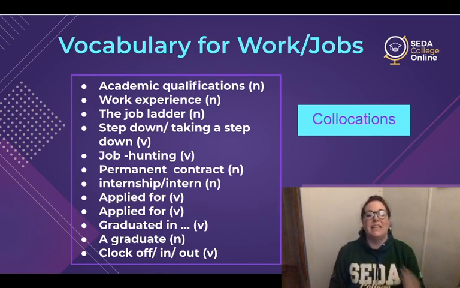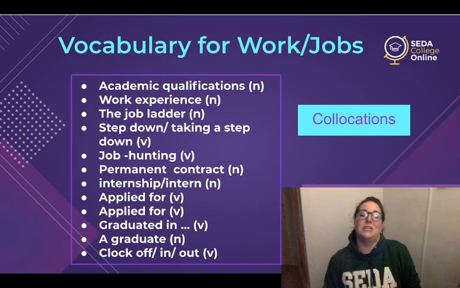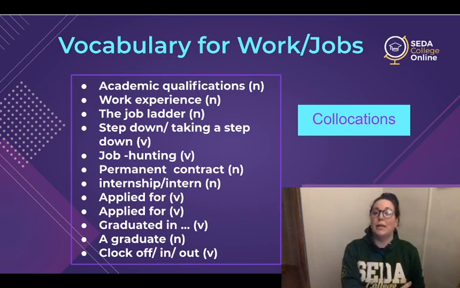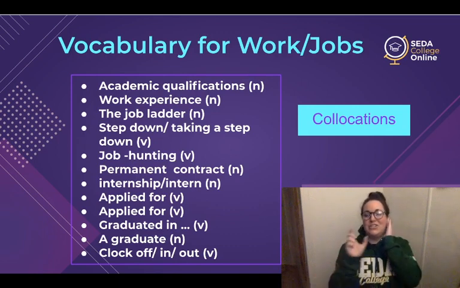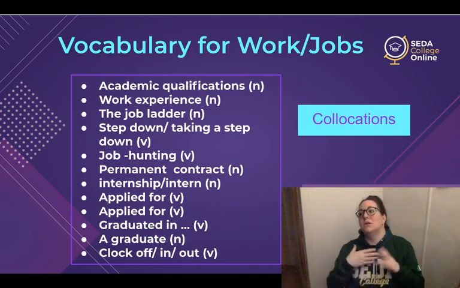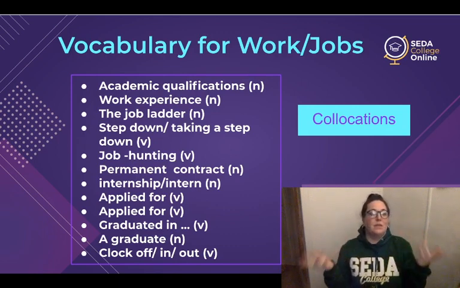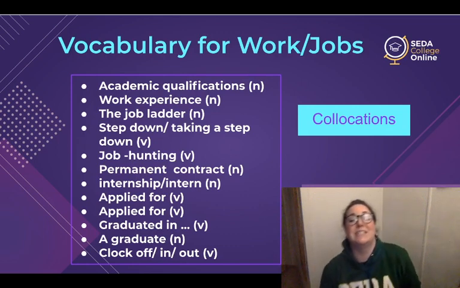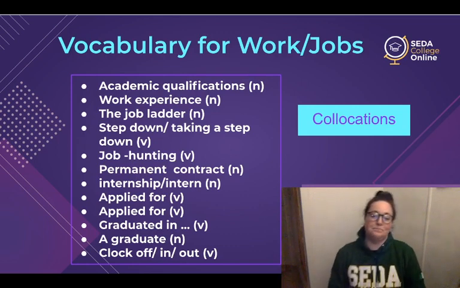Academic qualifications. So when you're applying for a job, they usually want to see your academic qualifications. An academic refers to education like schooling. Qualifications is any certificates, diplomas, certifications, courses, things that you did. And those would be in the education section of your CV or resume as well.